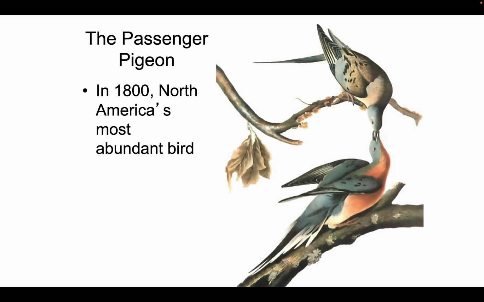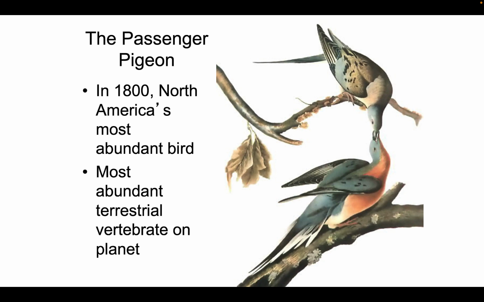So take a second to think about that. Most abundant bird in North America in 1800. Remember, by 1899, it was extinct in the wild. Some estimate that it was the most abundant terrestrial vertebrate species on the planet, so more abundant than rats, more abundant than anything you can imagine.